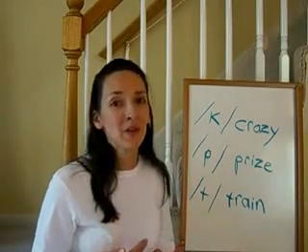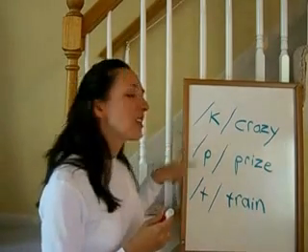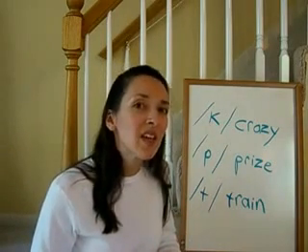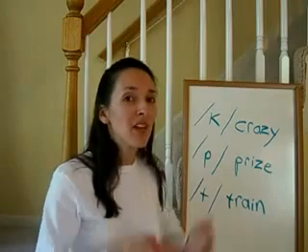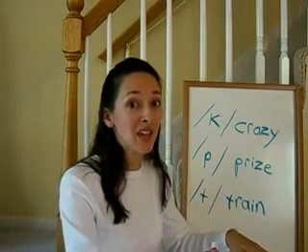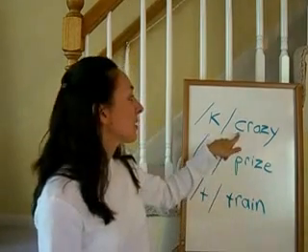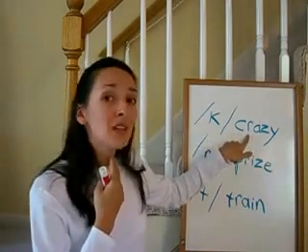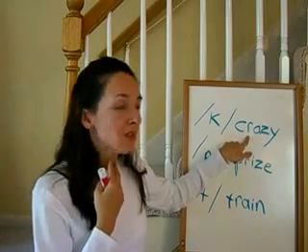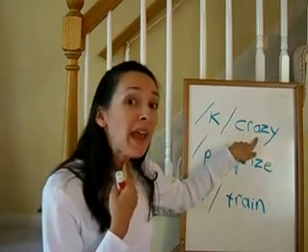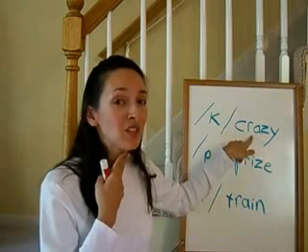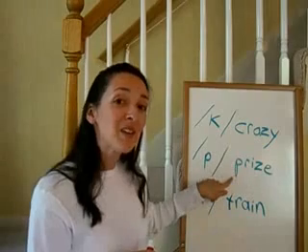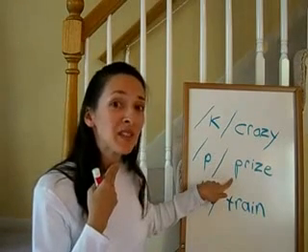R is a voiced sound, but after these 3 consonant sounds, it begins voiceless and then becomes voiced as we go into the next vowel sound. So, k, we don't have our voice. And as we begin the R, we don't have our voice. But as we move into A, now you'll hear vibration. Crazy.